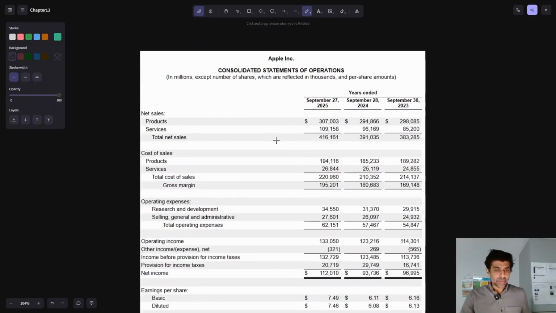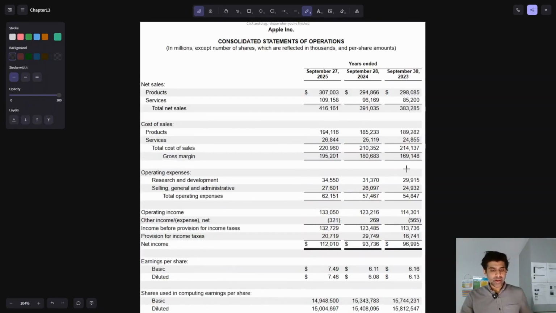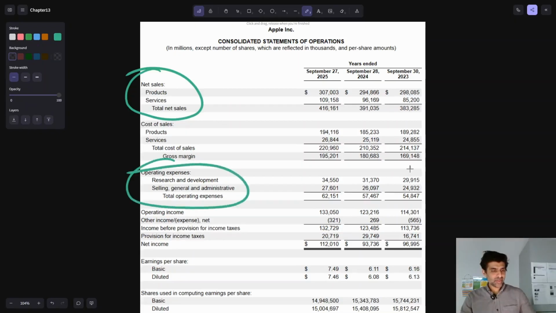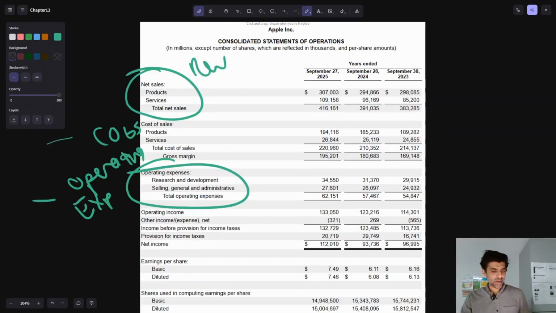So this is again Apple's income statement: sales, their expenses. Okay, this is cost of goods sold. This is operating expenses. Okay, so you can see here, this is their revenue. Revenues minus expenses, this is their net income.